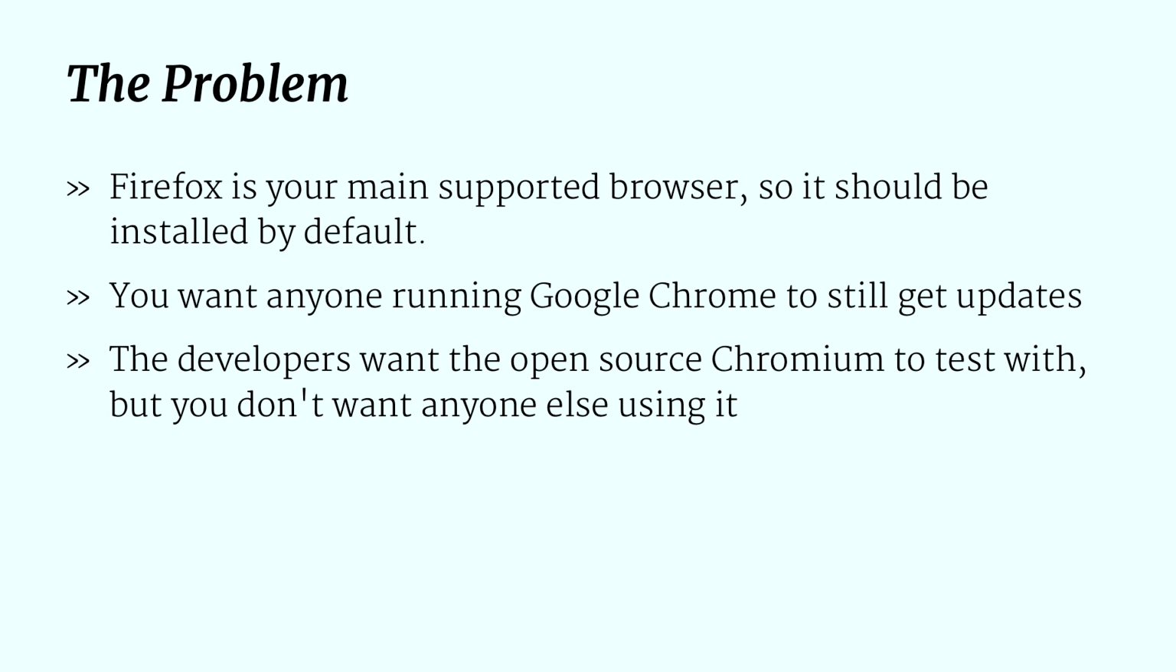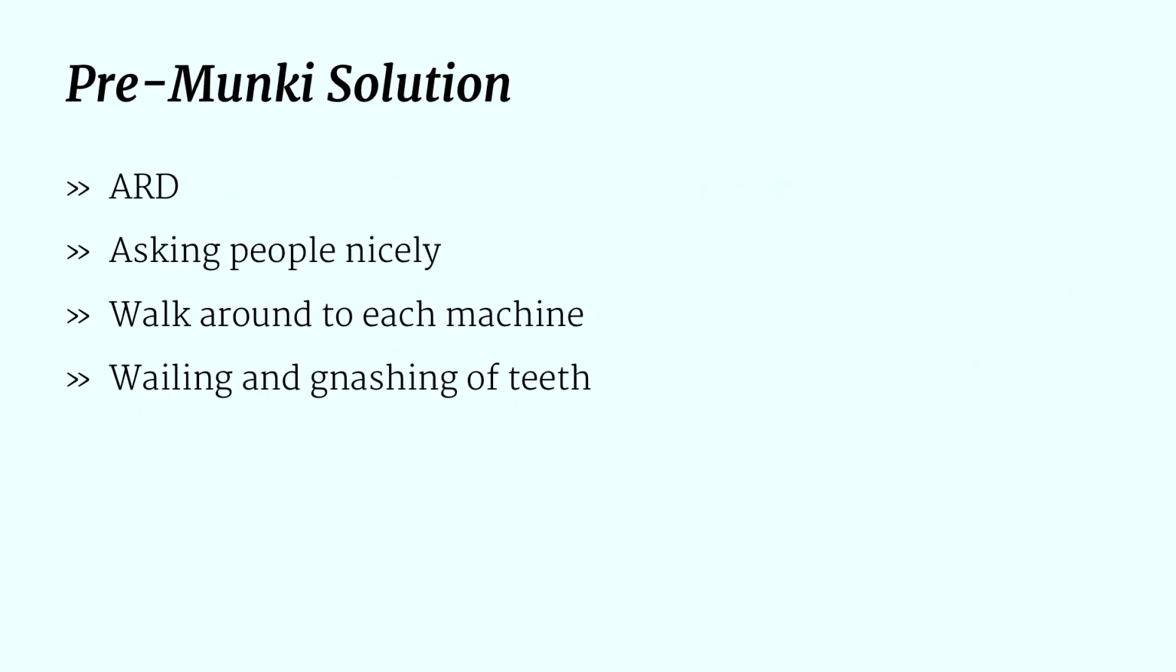And then our developers, God bless them, they want Chromium because Chromium does something cool, or there's a bug that they're trying to get fixed in it or something like that. But I don't really want Joe from accounts to be using Chromium because it's probably a little over his head and they're developer builds and it's probably broken and he's probably going to blow up his computer. So how can we solve that before Munki?